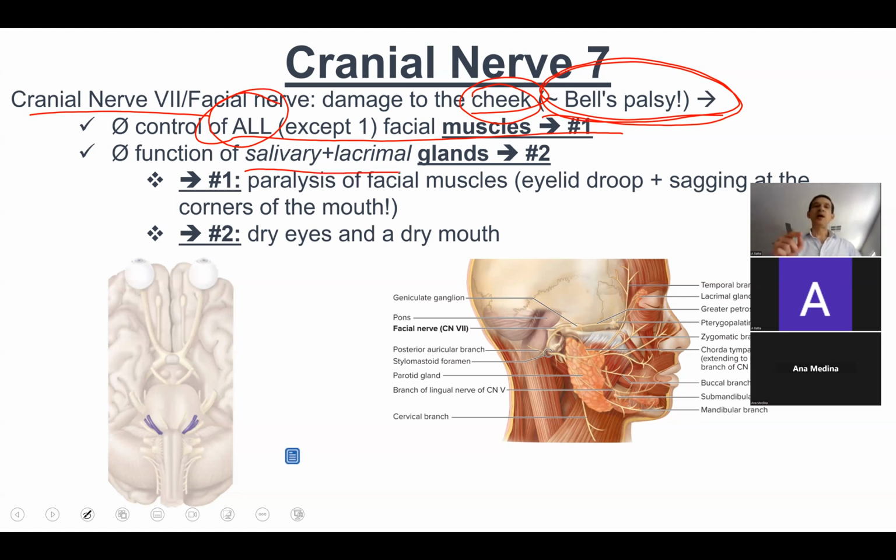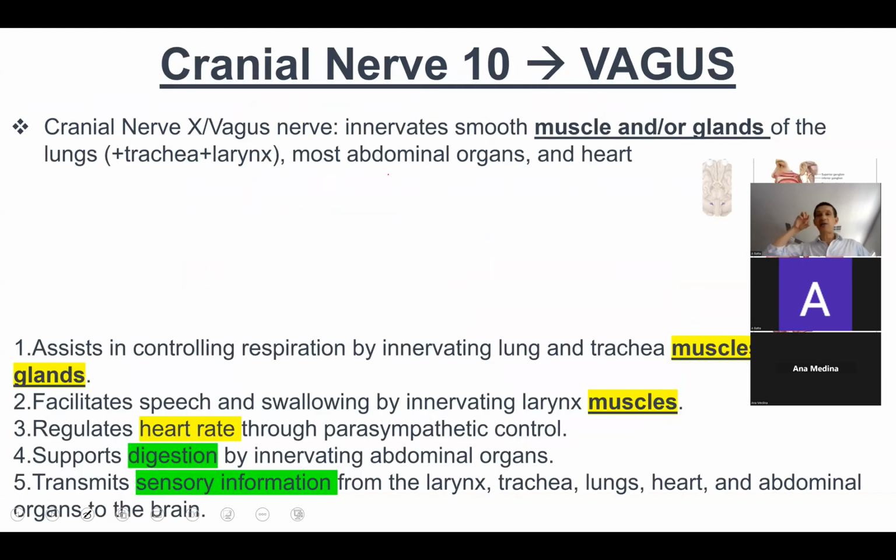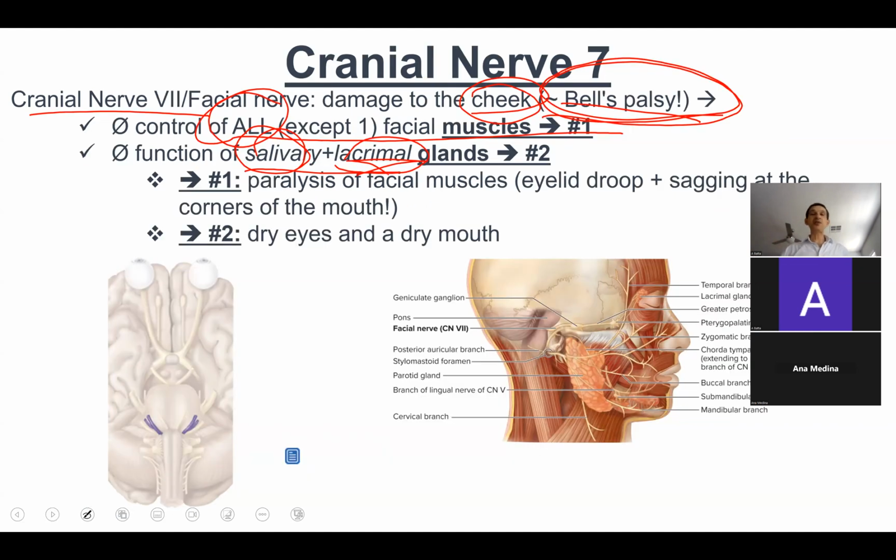Some glands are controlled by, innervated by, cranial nerve 7. And so saliva, salivary glands, but also tears, lacrimal glands. So when a person has Bell's palsy, it's like a double whammy. The person can't make tears. And not only that, the patient can't shut the eye closed. So that's pretty dangerous. Okay? So remember, it goes to the muscles, goes to the glands.